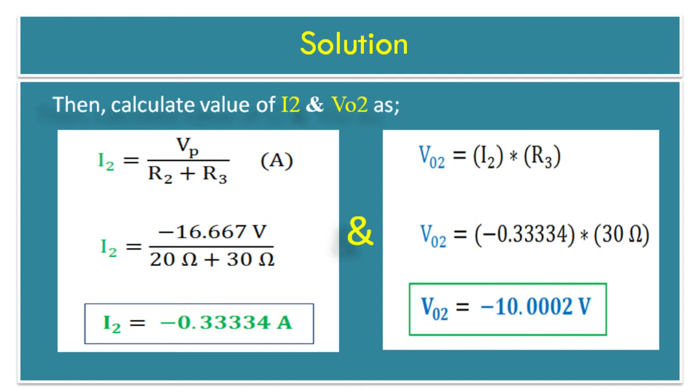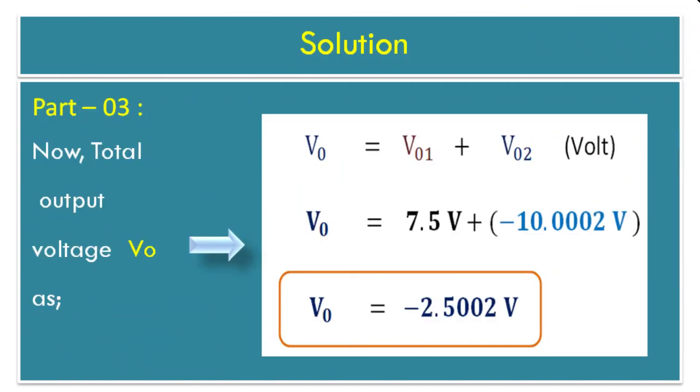Now obtain voltage V02 when current source IP is acting alone. Output voltage V02 is equal to current I2 into resistor R3. Substitute values of current I2 and R3: V02 is equal to minus 0.33334 multiplied with 30 ohm. After calculation, we get output voltage V02 is equal to minus 10.0002 volt.